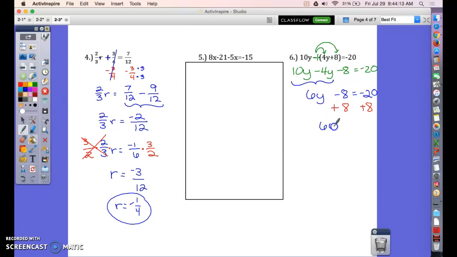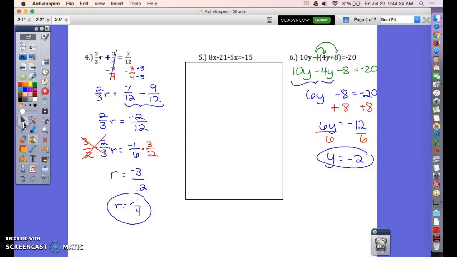That gets me 6y equals -20 plus 8, so that gives me -12. Then I would divide by 6 on both sides, and I get y equals -2. Try number 5 and then press play to go over it.